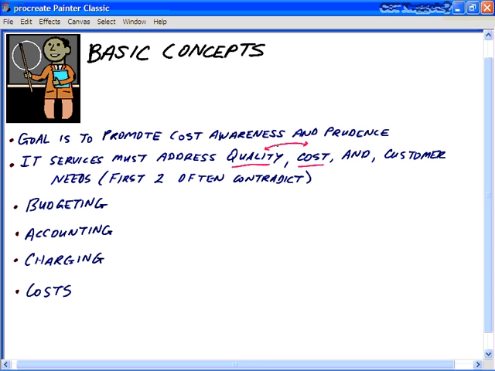Also tied into this is customer needs. Now, typically, we can identify the customer needs early on in the process, and hopefully there's no big surprises down the line when it comes to costs. But delivering quality and doing it at a cost-effective way for the customer and for the provider can be a tricky balance.